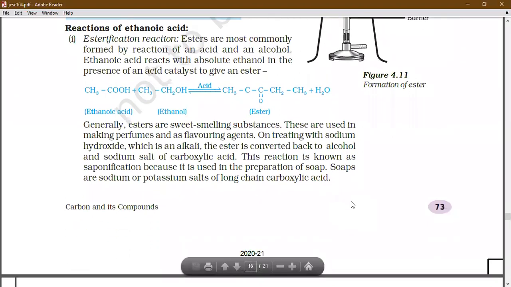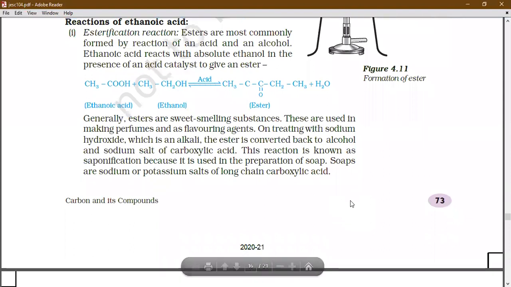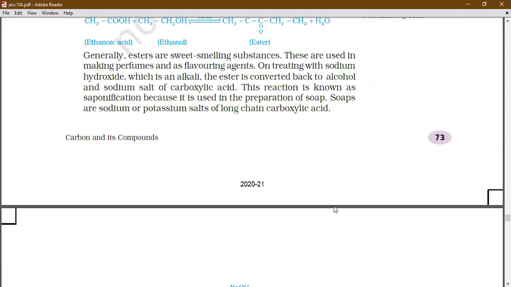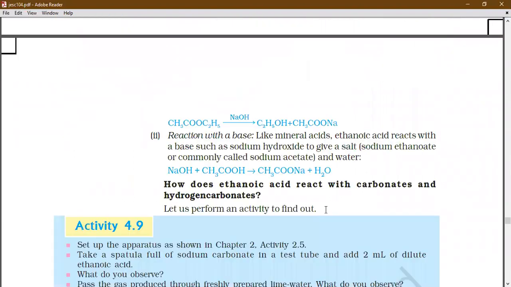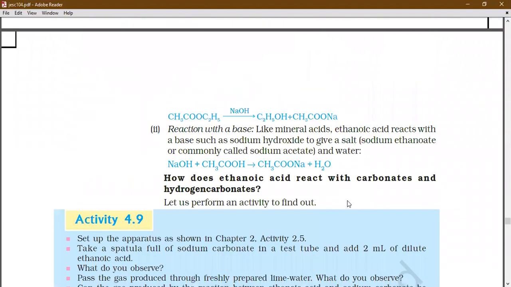On treating with sodium hydroxide, which is an alkali, the ester is converted back to alcohol and sodium salt of carboxylic acid. This reaction is known as saponification because it is used in the preparation of soap. Soaps are sodium or potassium salts of long-chain carboxylic acid. Reaction with a base. Like mineral acids, ethanoic acid reacts with a base such as sodium hydroxide to give a salt, sodium ethanoate, or commonly called sodium acetate, and water.